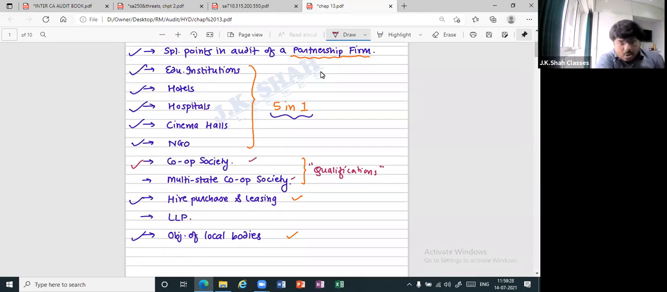Secondly, what is the qualification of an auditor of a multi-state cooperative society? Here it is only a chartered accountant. It means here there is nobody else. Multi-state cooperative society, they have told the one who is a practicing chartered accountant or a firm of chartered accountants, only they can do audit of a multi-state cooperative society.